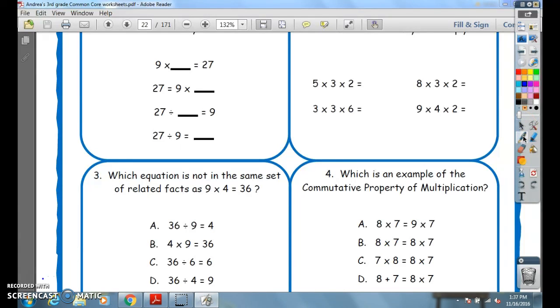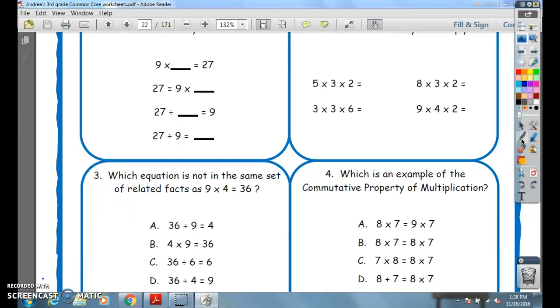Hi boys and girls, I am going to talk to you today about associative property and commutative property. We've discussed this before. You have other videos that you can watch, but today's sort of a review.